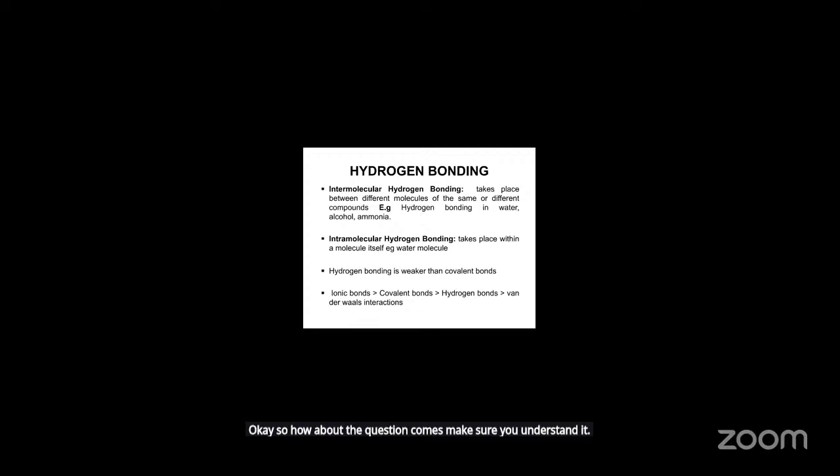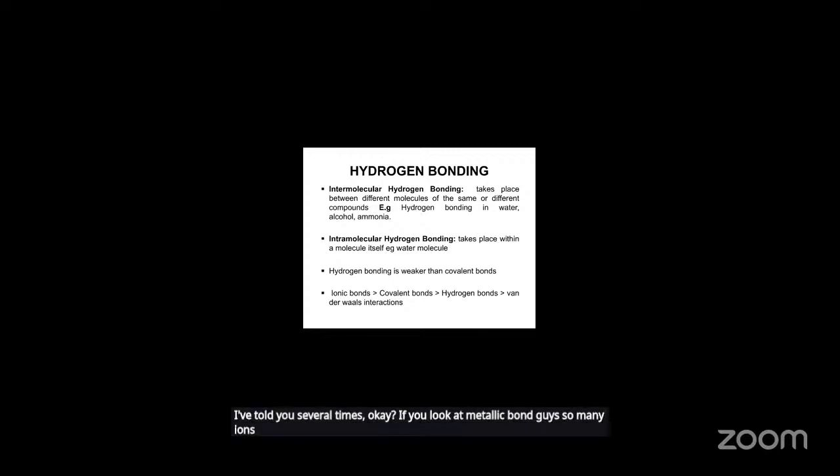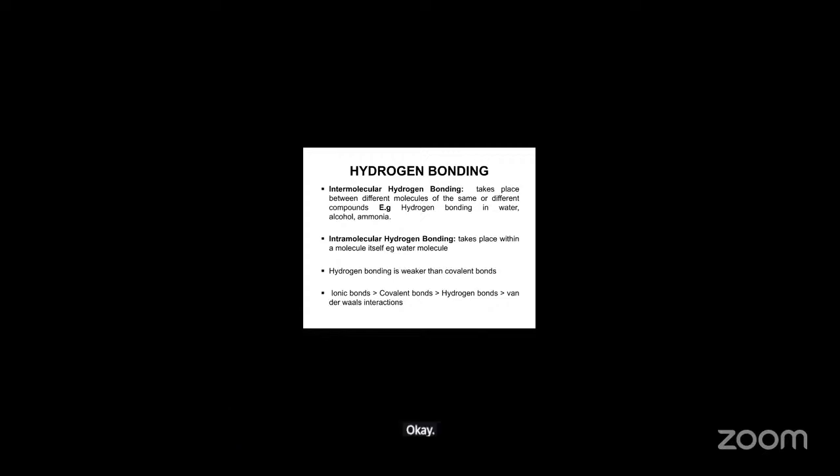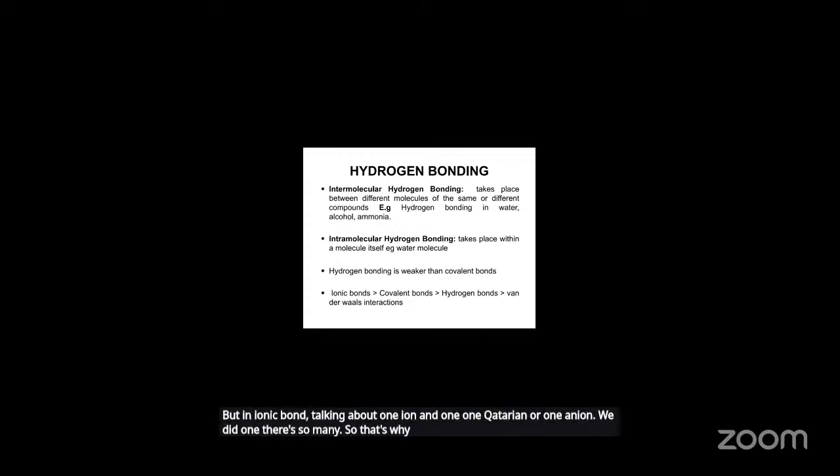Ma, I want to confirm, is metallic bond stronger than ionic bond? Exactly. Yes. I've said it several times, okay? If you look at metallic bond, there are so many ions and the sea of electrons, so it should be stronger. But in ionic bond, you're talking about one cation and one anion. With this one, there's so many, so that's why it's the strongest of all.